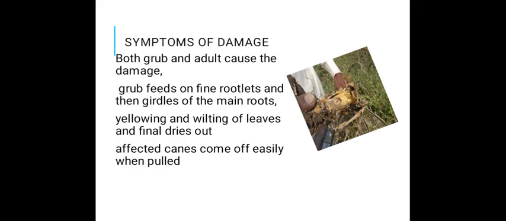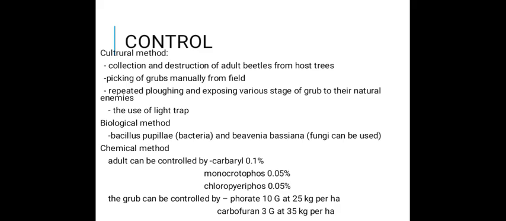Dark brown beetles. Symptoms of damage: both grub and adult cause the damage. Grub feeds on fine rootlets and then girdles the main roots. Yellowing and wilting of leaves and finally the plant dies out. Affected canes come off easily when pulled.